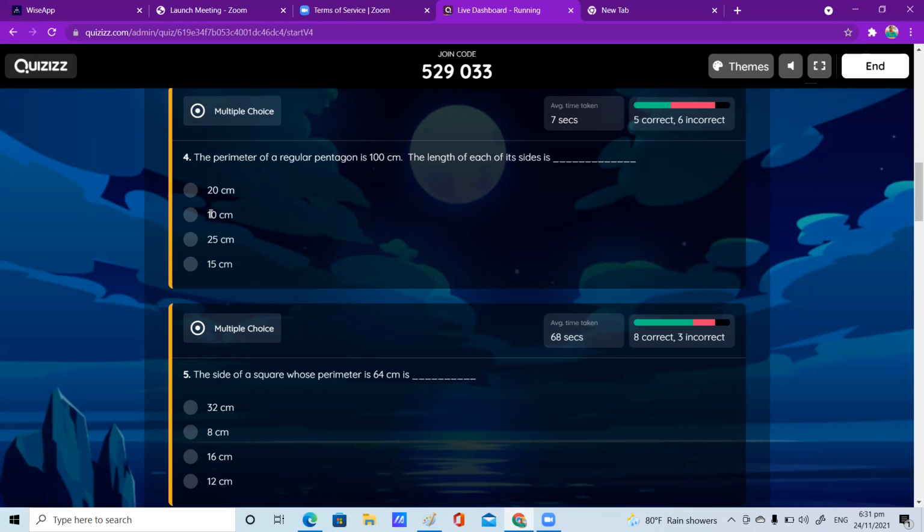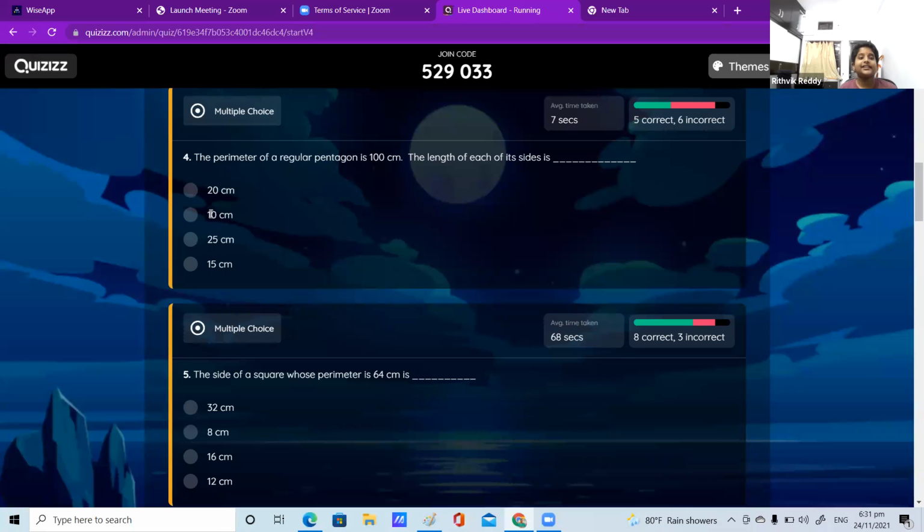The perimeter of a regular pentagon is like this. The length of each side is 100 by 5. Why? Because I should divide. Why should I divide by 5, children? Who will say the answer? A pentagon is a 5-sided polygon, so we have to divide by 5.